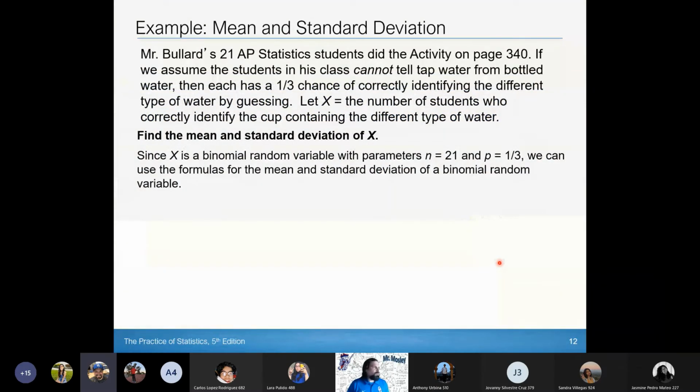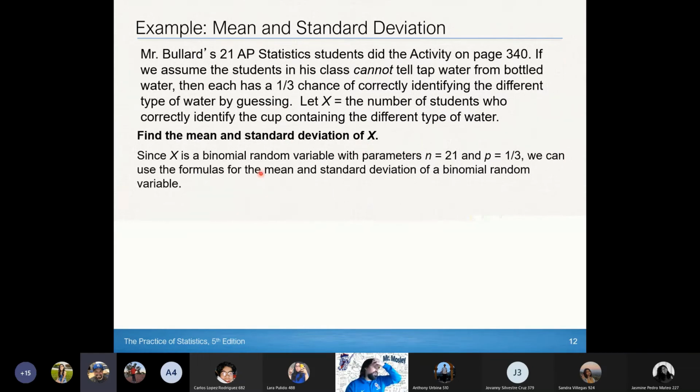So here we have an example. Mr. Bullard's 21 AP Stats students did the activity on page 340. This is about telling the difference between tap water and bottled water. If we assume the students in his class cannot tell tap water from bottled water, then each has a 1 in 3 chance of correctly identifying the different type of water by guessing. Let X equal the number of students who correctly identify the cup containing the different type of water. We're going to find the mean and standard deviation of X.